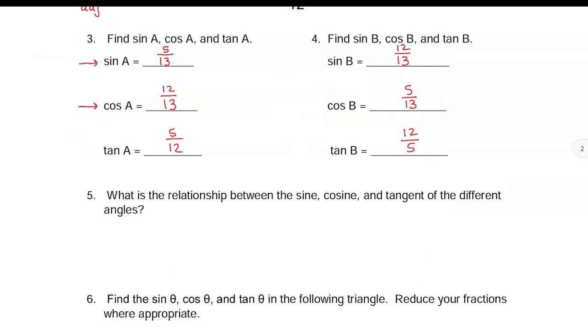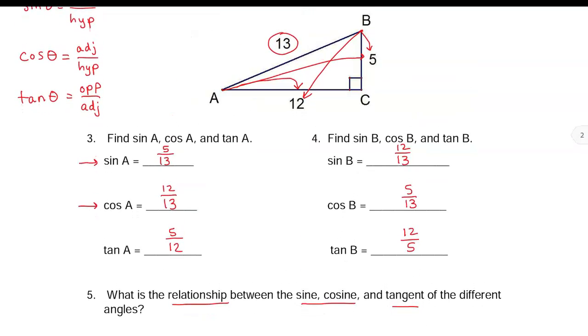Number 5, look at the different ratios we just got from number 3 and 4 and identify what the relationship is between sine and cosine and tangent of these different angles. So in that single right triangle, we had angle A and angle B in the same triangle. Did you notice that the sine of A is the same as the cosine of B? And did you notice that the cosine of A is the same as the sine of B? And then tangent. The tangent of angle A is the flip of tangent of angle B. So we could write flip as 1 over tangent B.